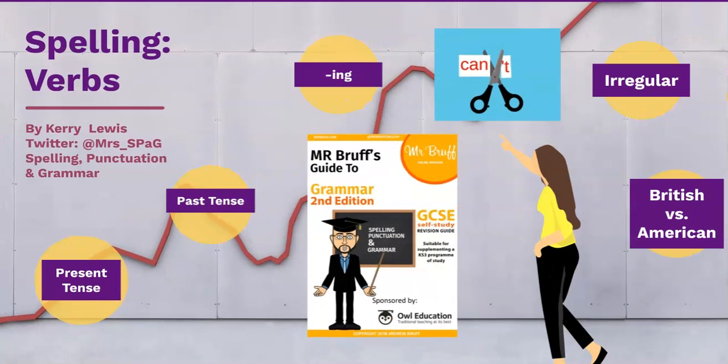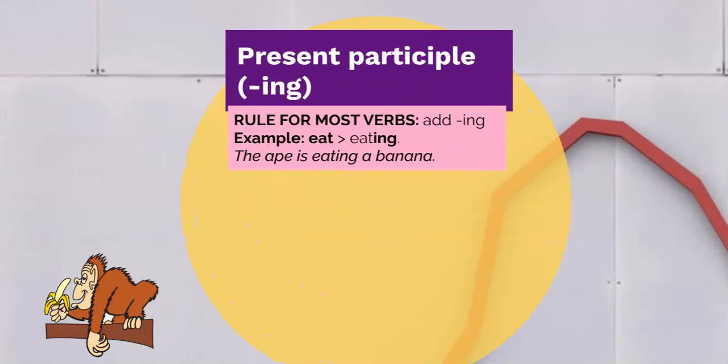Now we use the ing form of the verb for an unfinished action. For example, I'm talking. It might also be an unfinished action in the past. For example, I was talking when the doorbell rang. The ing form of a verb is called the present participle. For most verbs, you simply add an ing to the end of the word. For example, eat becomes eating. The ape is eating a banana.